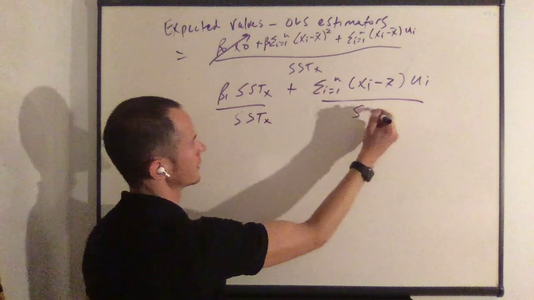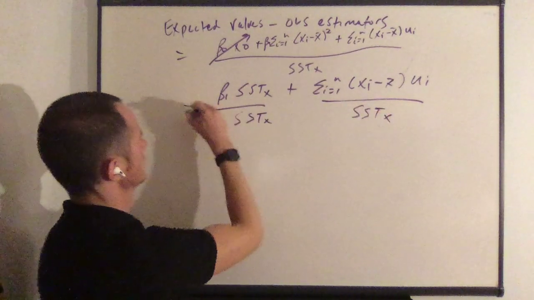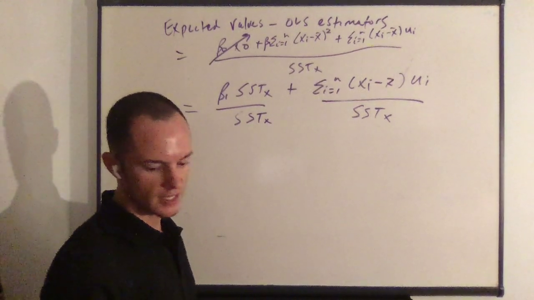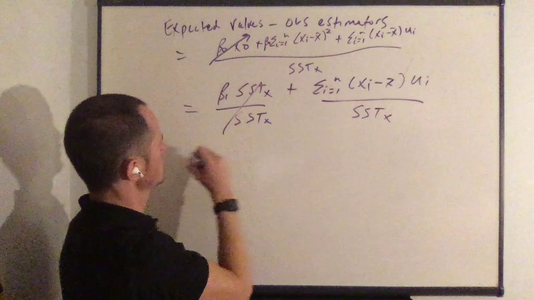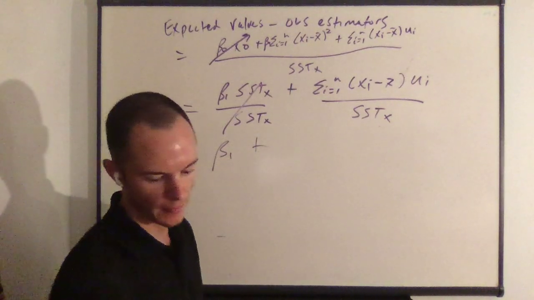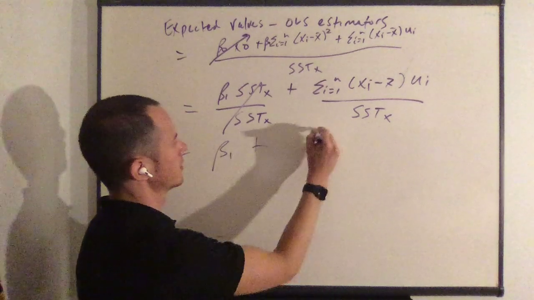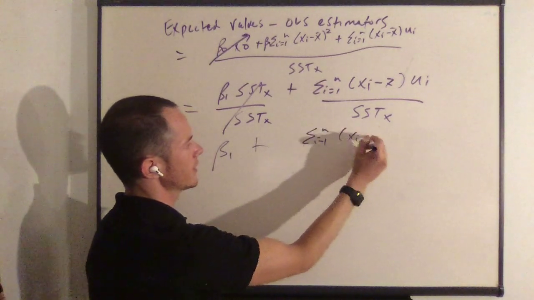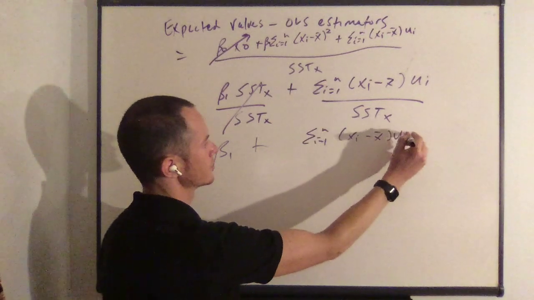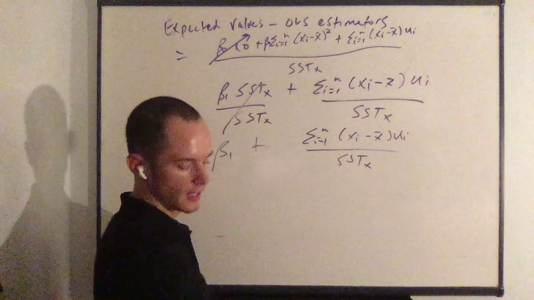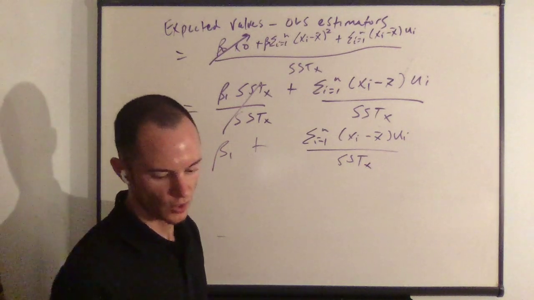And let's break this apart, SSTX, SSTX. Alright. The SSTX cancels out here, so that we have beta 1 plus the sum from i equals 1 to n of (xi minus x bar) times ui all over SSTX. Great.